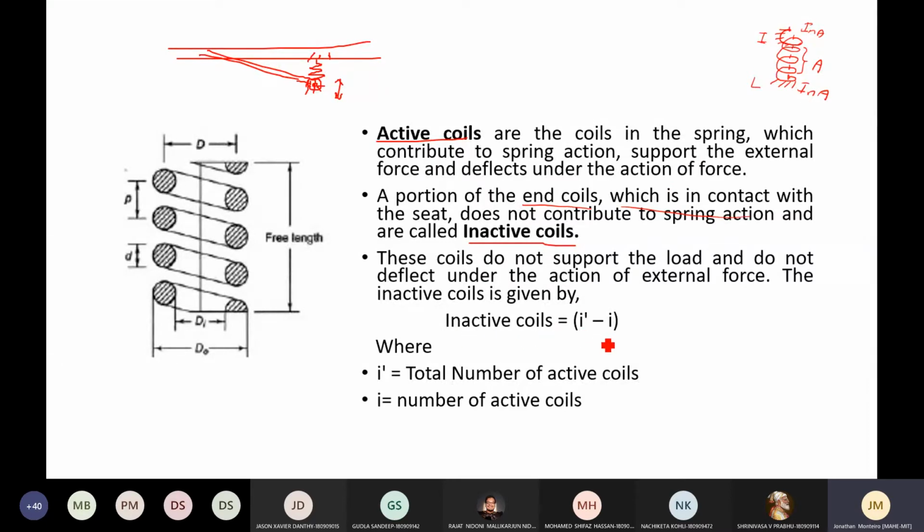I dash is the total number of active coils, and I should say this is not active coils, it should be the total number of coils, and this should be the number of active coils. So I dash minus I should give you the inactive coils. Okay.